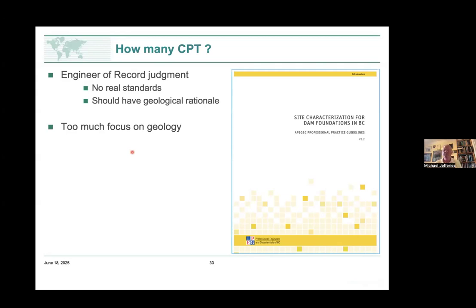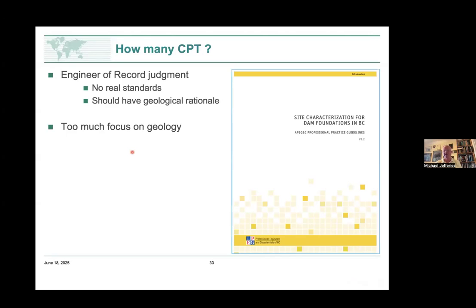This document I put on the right of the slide, site characterization for dam foundations, came out of the Mount Polley failure, where the review board effectively said that professional engineers in British Columbia were questionably incompetent, and they were in need of guidance.